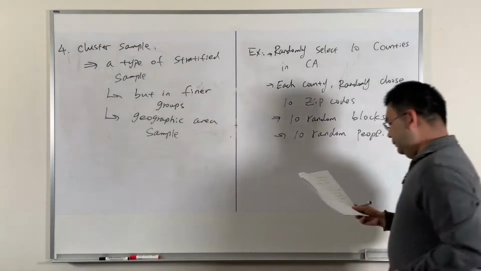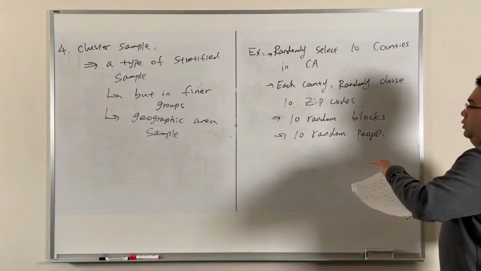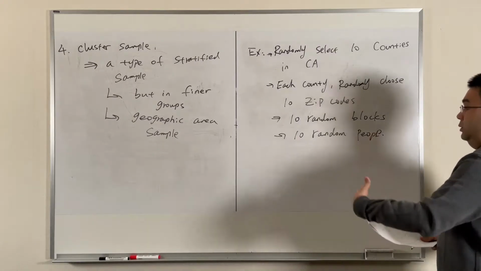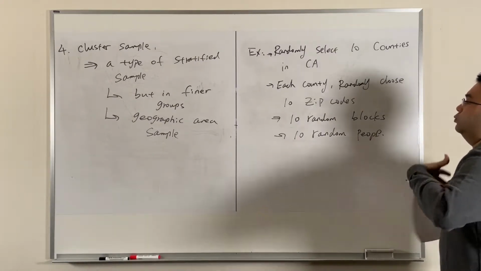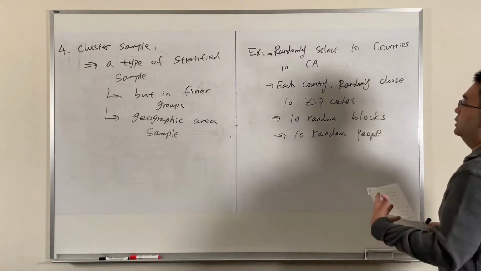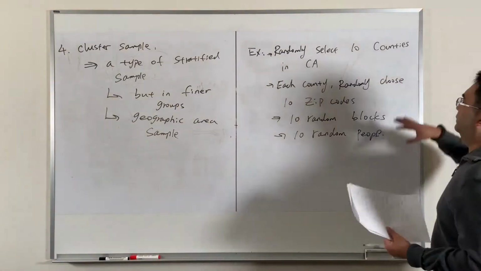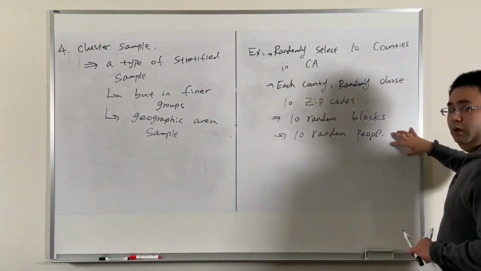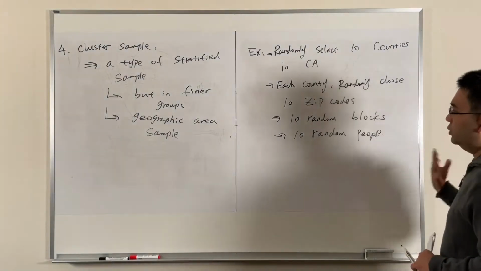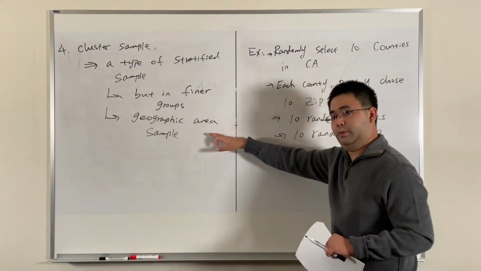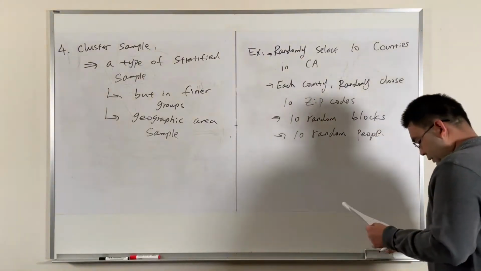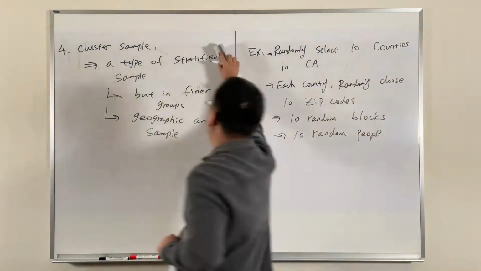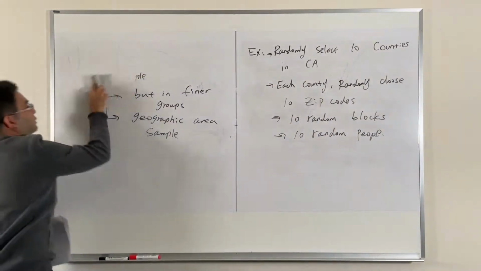In this way, we're able to randomly pick a sample that represents California well, because we make sure that we cover counties, zip codes, blocks, and people. As you can see, this method is usually applied to geographic area samples. Let me say one last thing about cluster sample.